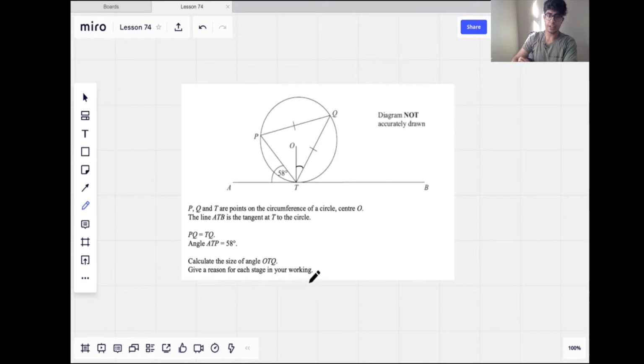Again, give a reasoning for each stage of your working. So let's get the information we have. We know PQ is equal to TQ. That's already in there. And angle ATP is 58. So they've actually given us that already. So that's kind of lucky for us.